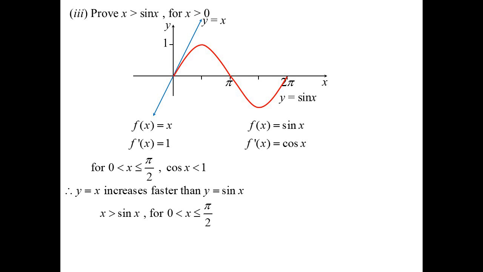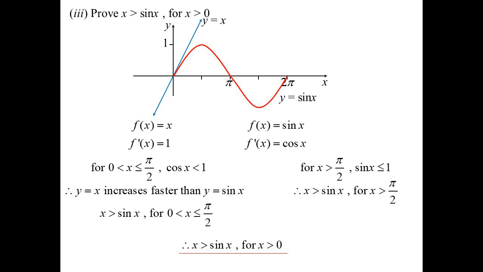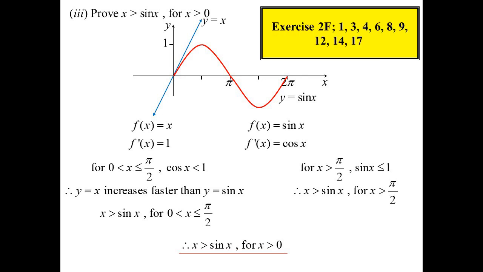Now after that, well, sine x is always less than or equal to 1. And y equals x just keeps going up and up and up. So clearly, x has got to be greater than sine x. Thus, it's always true that x is greater than sine x, for x greater than 0. I think that shall do us.